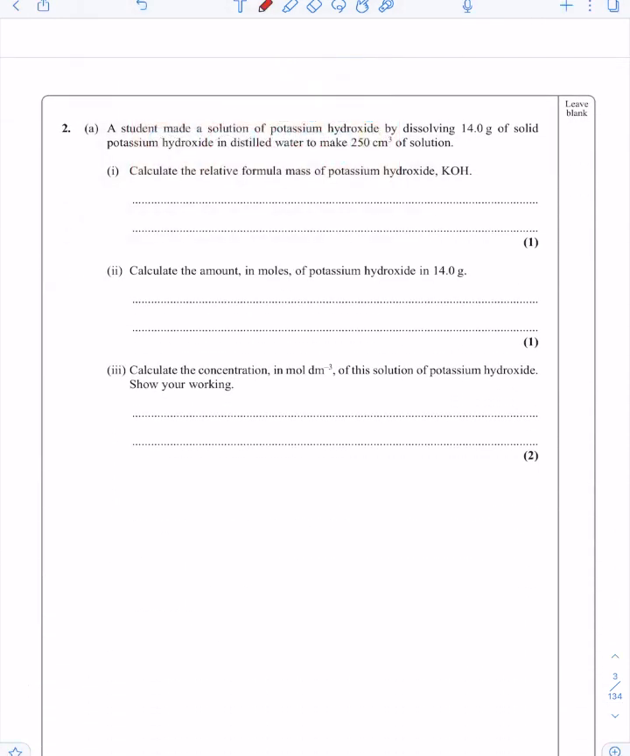Question 2. A student made a solution of potassium hydroxide by dissolving 14 grams of solid potassium hydroxide in distilled water to make 250 cubic centimeter solution. Question I. Calculate the relative formula mass اللي هي MR of potassium hydroxide.